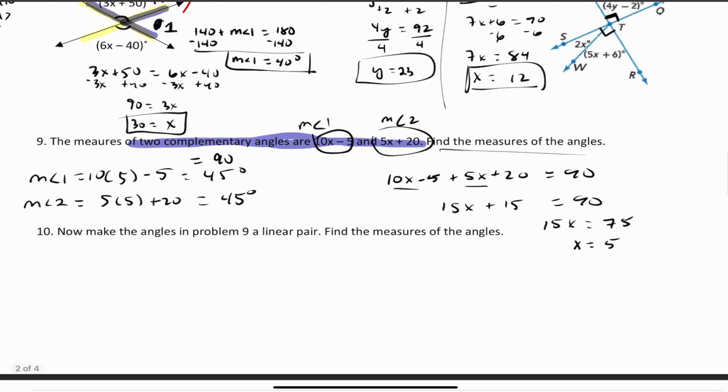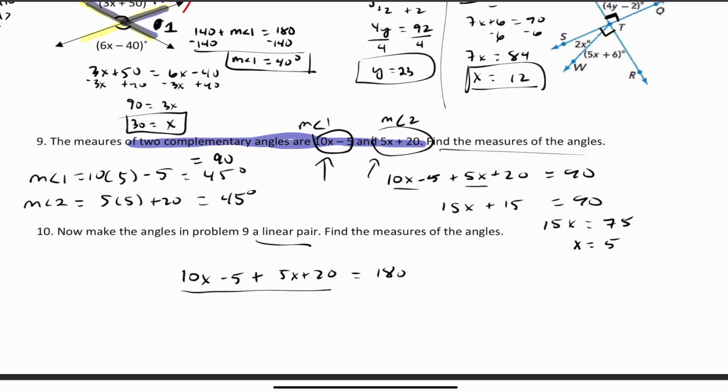Last problem. Now make the angles in problem 9 a linear pair. So what does that mean? We're dealing with supplementary territory here. So that means that these angles are glued together, they form a line, they are adjacent. So let's go ahead and do that. We're going to use these same expressions again, except we just got to equal them to 180 degrees. So 10x minus 5 plus 5x plus 20. So 15x. Sorry. Which is equal to, I'm going way too fast, which is equal to 180 degrees, right? Because my goal here is to make the angles a linear pair.